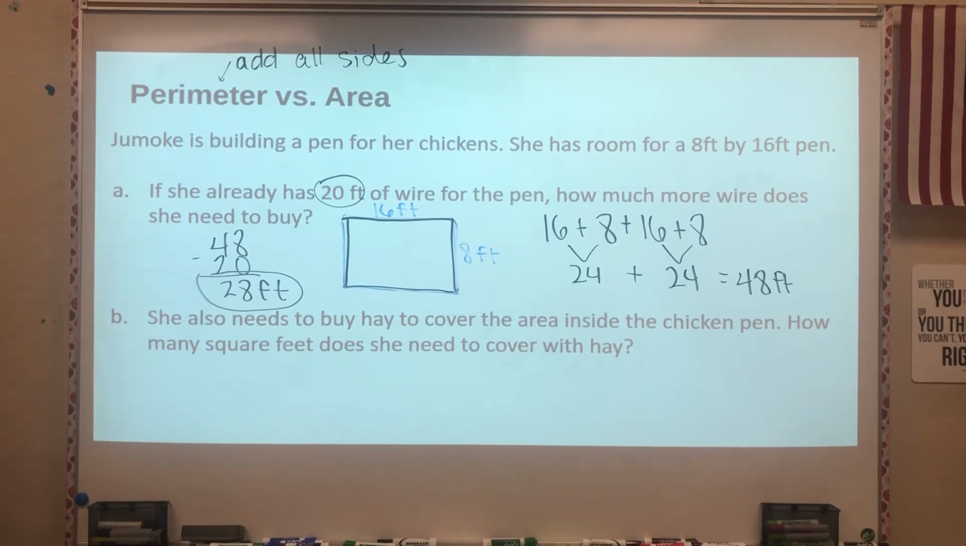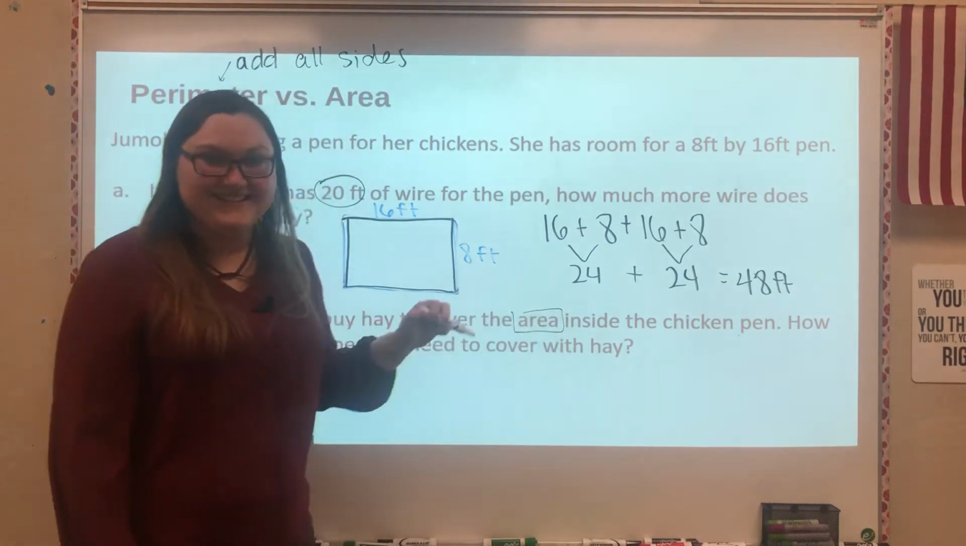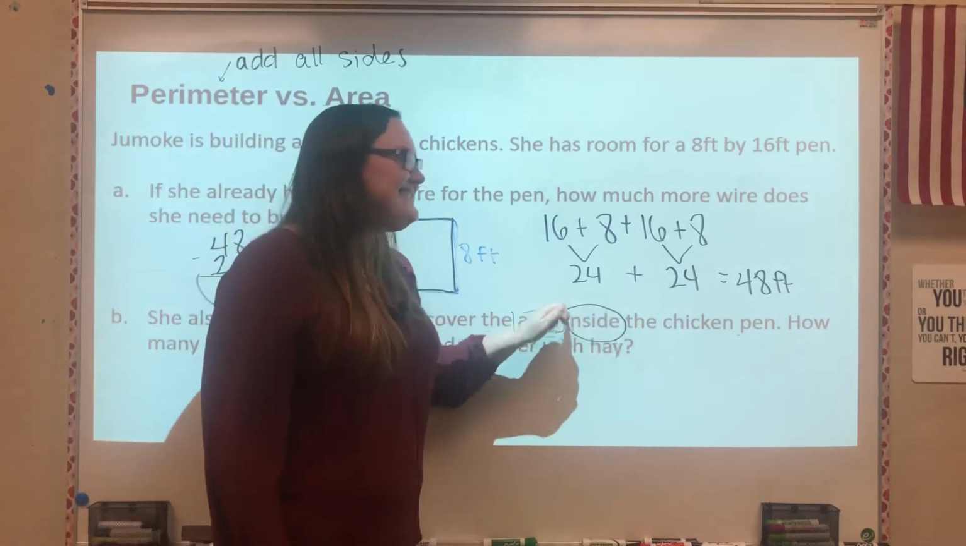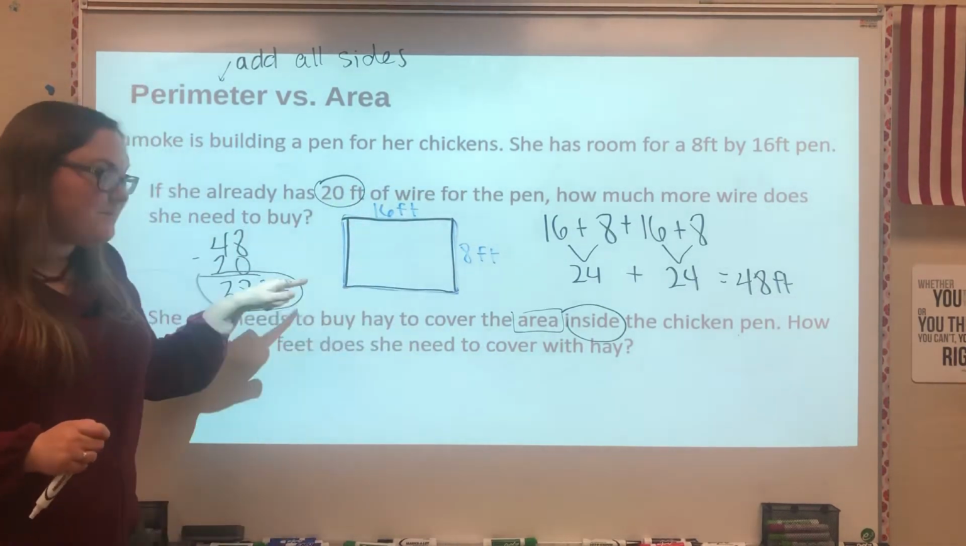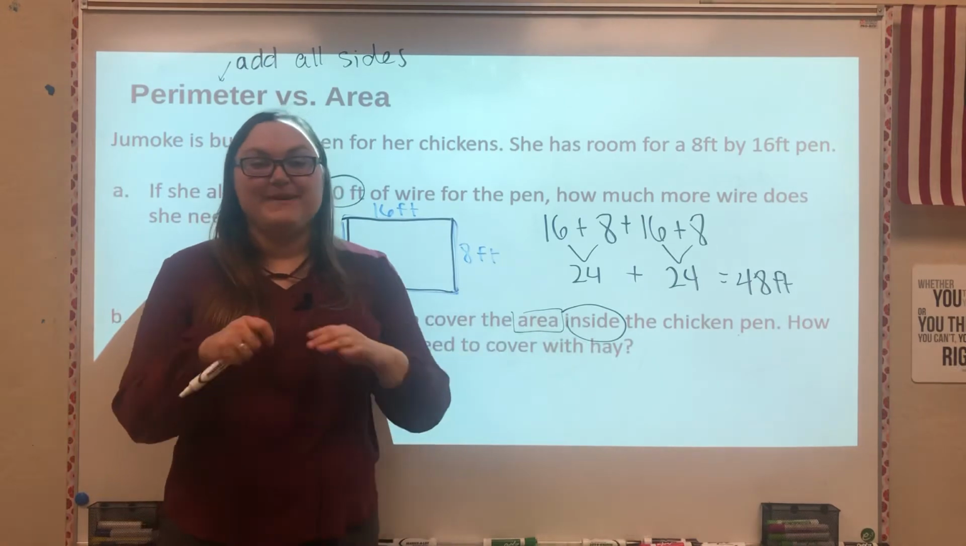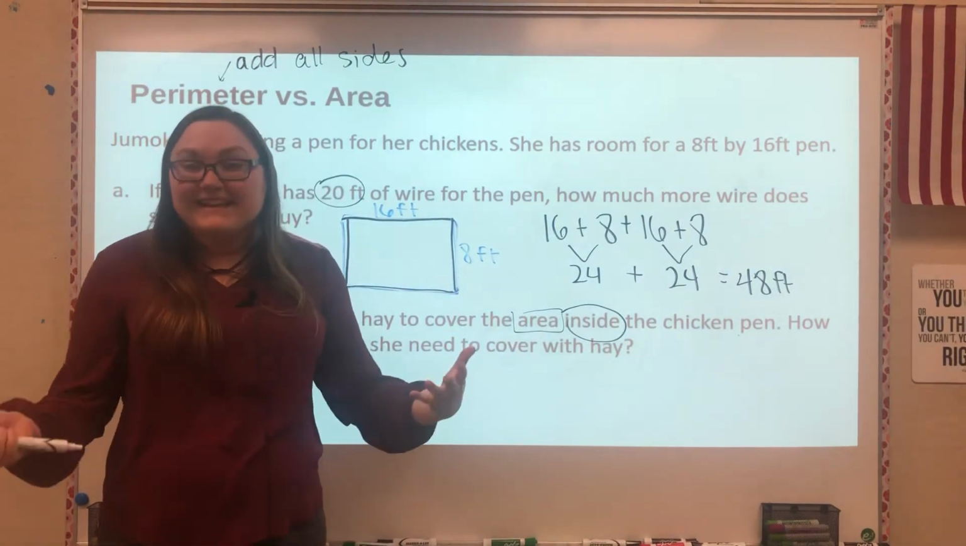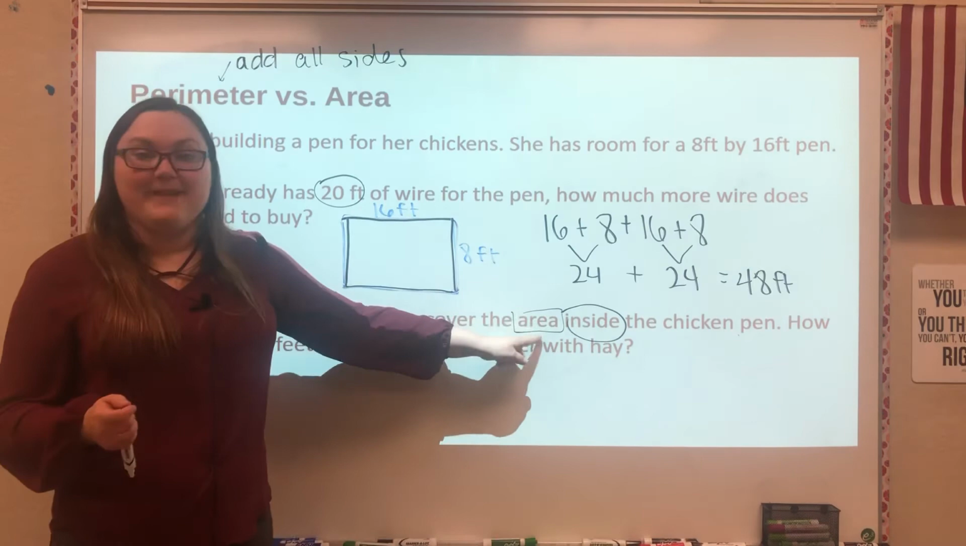The second part says, she also needs to buy hay to cover the area inside the chicken pen. How many square feet does she need to cover with hay? Go ahead and try that one now. Well, in here, there's two things I think are really important. It's literally giving you the word area, and they're also describing inside a shape. We've got perimeter is the distance around a shape. Anytime they're talking about how much space is inside something or how big a space is, you're talking about area.